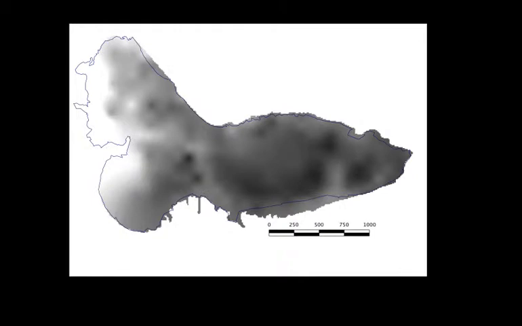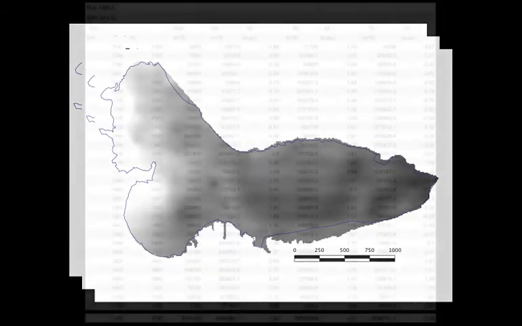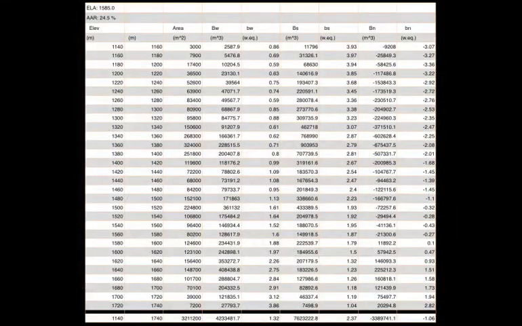Accumulation, ablation, and net mass balance. We can also present the data in table form.